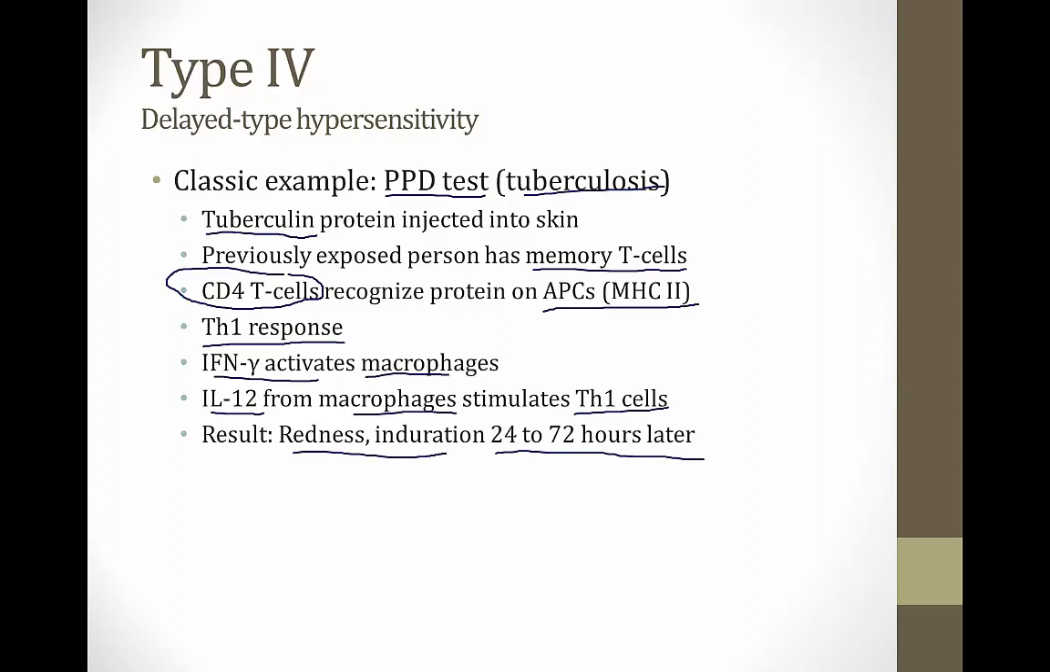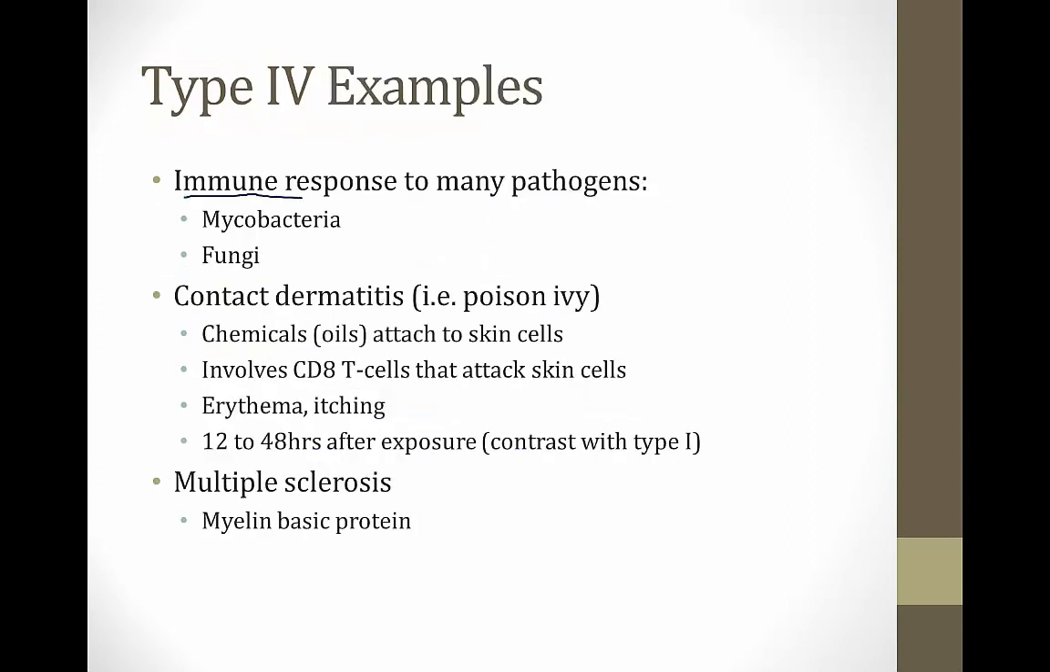One thing you should recognize is that the immune system response to many pathogens is similar to a type 4 hypersensitivity reaction. When the immune system responds to mycobacteria like tuberculosis or fungi like the fungal pneumonias, it is a cell-mediated response that shares many similarities with a type 4 hypersensitivity reaction.